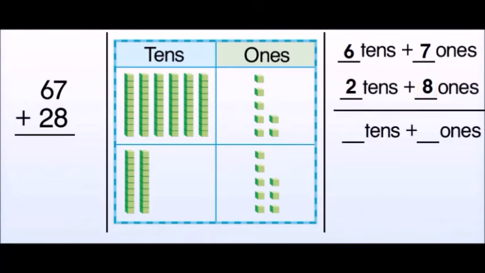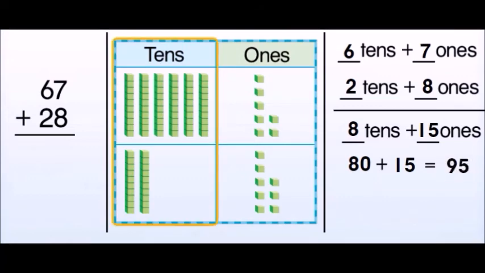Now add the tens to the tens and the ones to the ones to find the total number of tens and ones. How many tens are there? 6 tens plus 2 tens is equal to 8 tens. How many ones are there? 7 ones plus 8 ones is equal to 15 ones. Since 8 tens is 80 and 15 ones is 15, the problem becomes 80 plus 15. So what's 80 plus 15? 95. So 80 plus 15 is the same as 80 plus 10 plus 5. By adding the tens and adding the ones, we found the sum of 67 plus 28. 67 plus 28 equals 95.